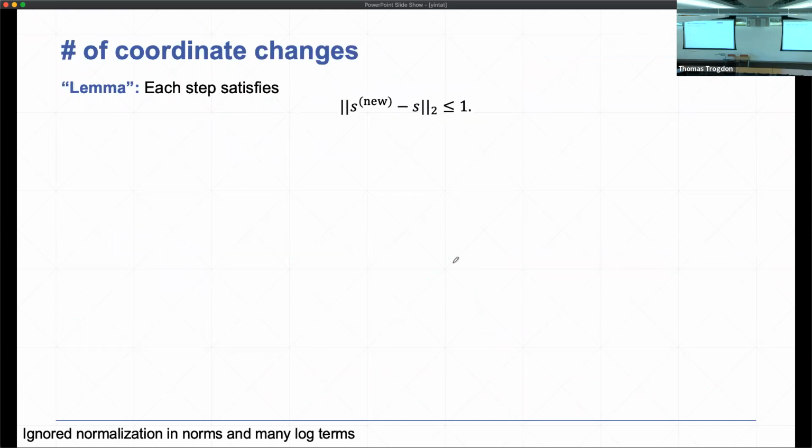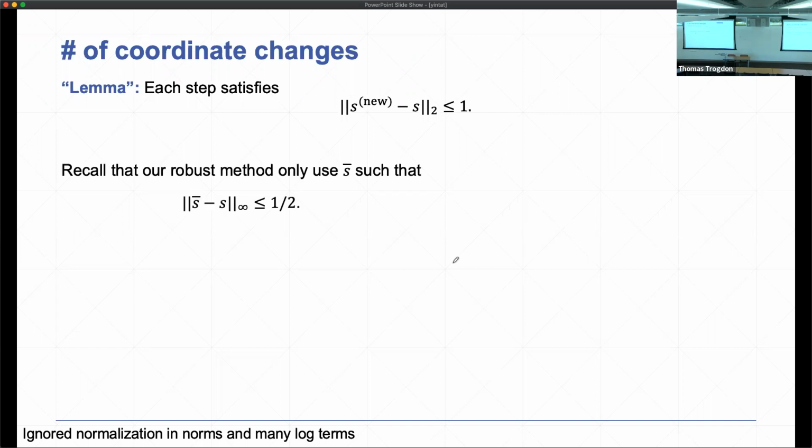The next property is that now we need to bound how many coordinate changes S bar has. And I worry there is no randomization because I'm too slow. So this is a lemma. I avoid a lot of terms and normalization, but roughly speaking, in Newton's method, every step the L2 norm changes by up to 1 in L2 norm. And remember, we only update S to something that is within a sub-norm cost.